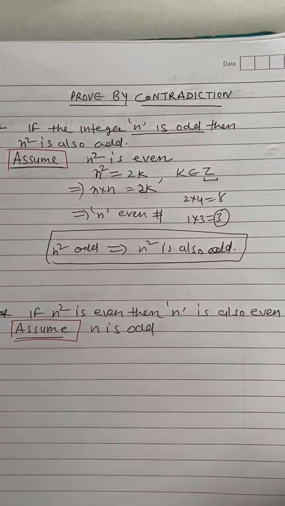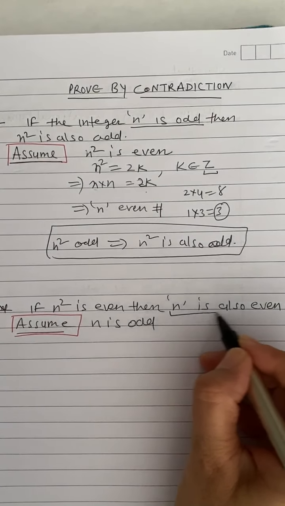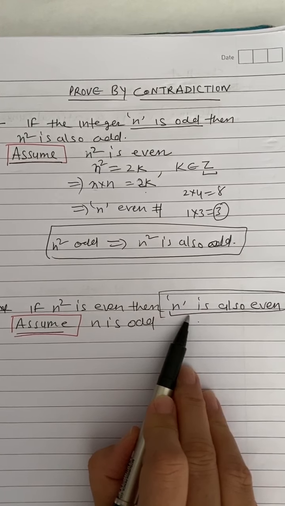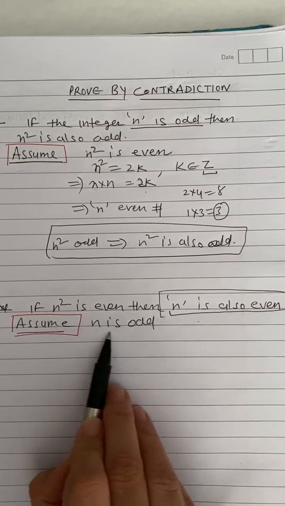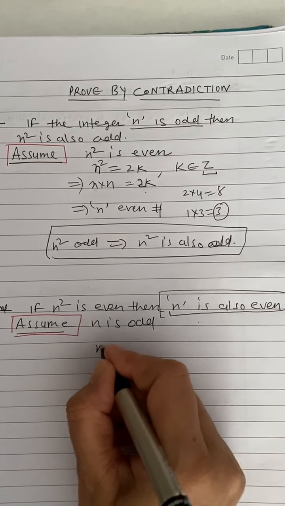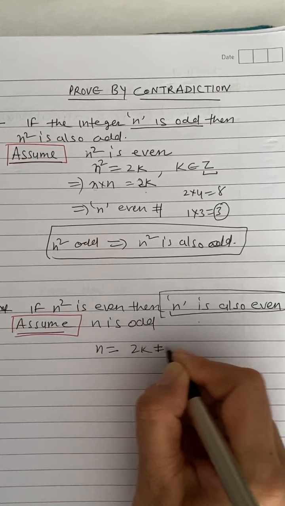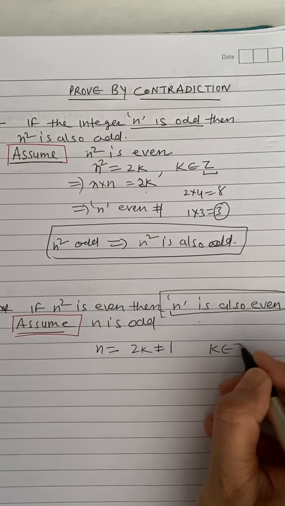The next one is: if n squared is even, then n is also even. Whatever you have to show, that is the part where you need to start with a contradicting statement. So n is also even, so we will start by assuming n is odd. Now if n is odd, I can represent this n as 2k plus or minus 1. So it could be 2k plus 1 or 2k minus 1, where k belongs to ℤ.